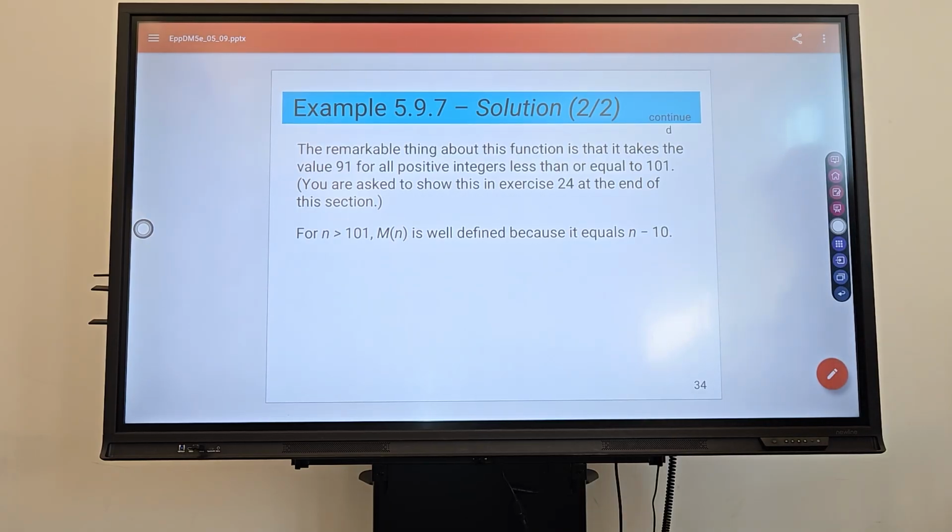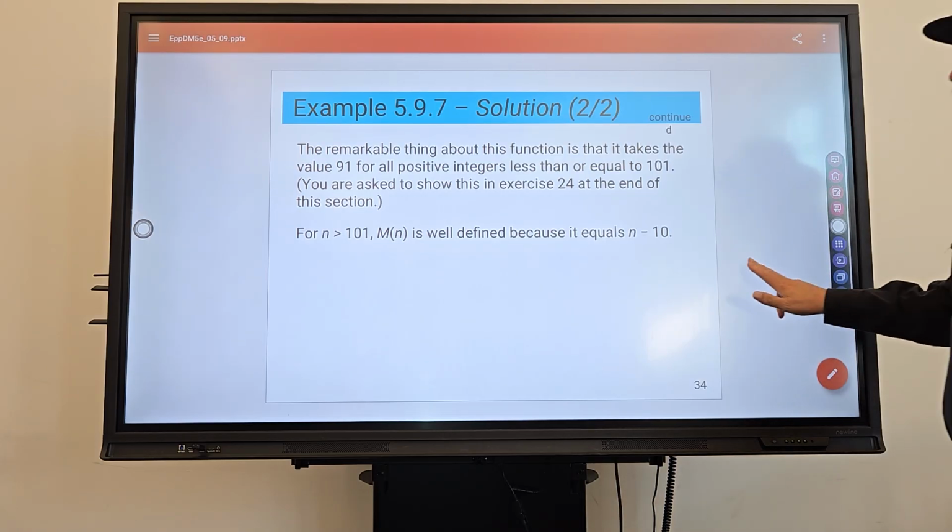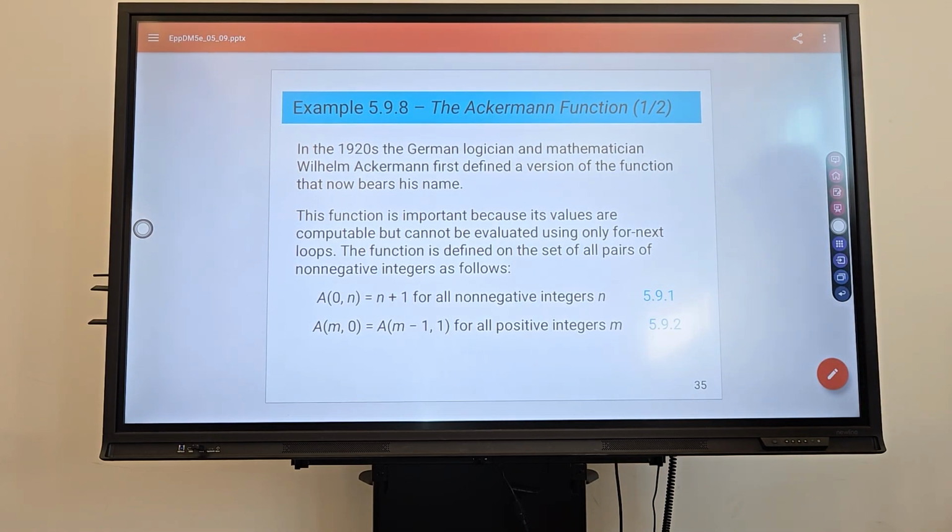The remarkable thing about this function is that it takes the value 91 for all positive integers less than or equal to 101. That's an exercise at the end of the section. For n greater than 101, M of n is well defined because it equals n minus 10. So it is a well-defined recursive function.